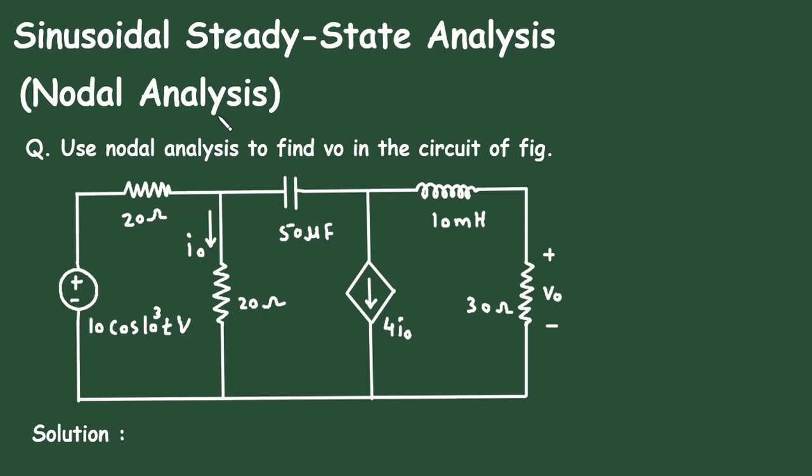In this video, we will see an example on sinusoidal steady state analysis, nodal analysis. Question: use nodal analysis to find Vo in the circuit of figure. Here for this circuit, we have to find the value of this Vo by using nodal analysis. Solution: first of all, we will take this circuit from here.